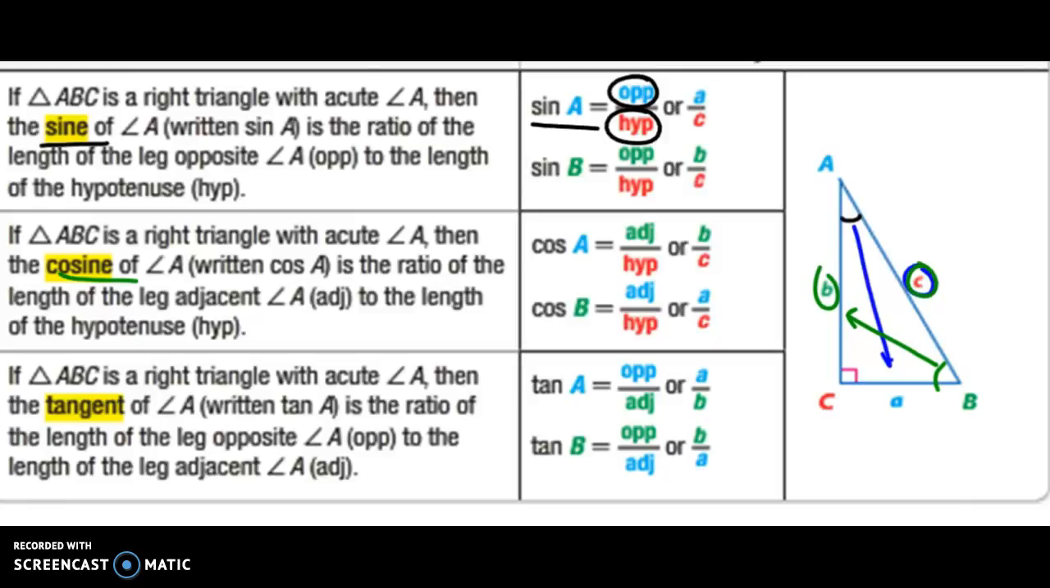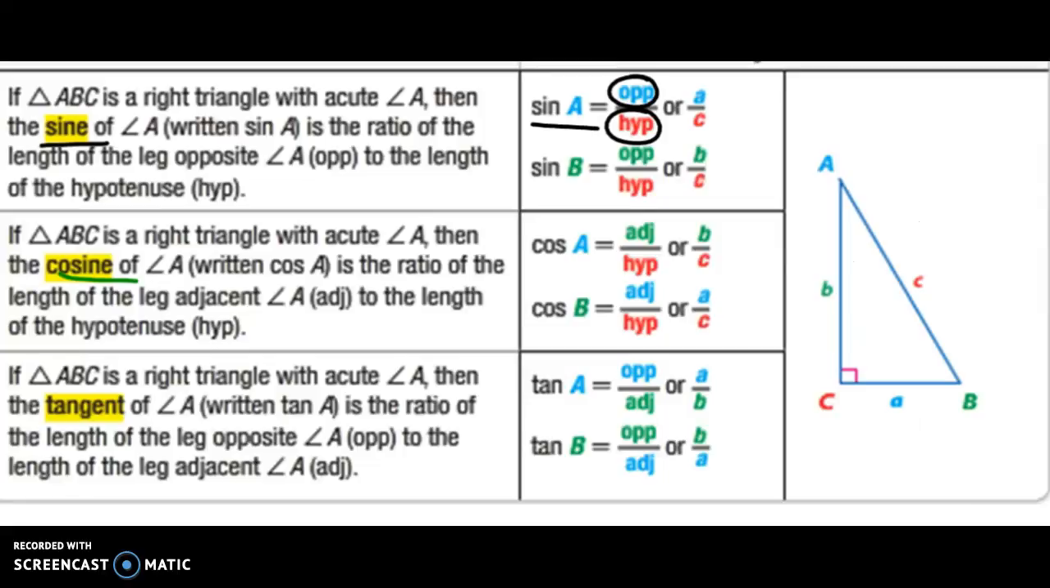Then there's cosine. Cosine uses the adjacent side. So if I'm looking at angle A, the adjacent means right next to it, so that would be B over the hypotenuse C. Or if I was looking from angle B, the adjacent side would be A, hypotenuse again would be C. And finally, the last one is tangent.